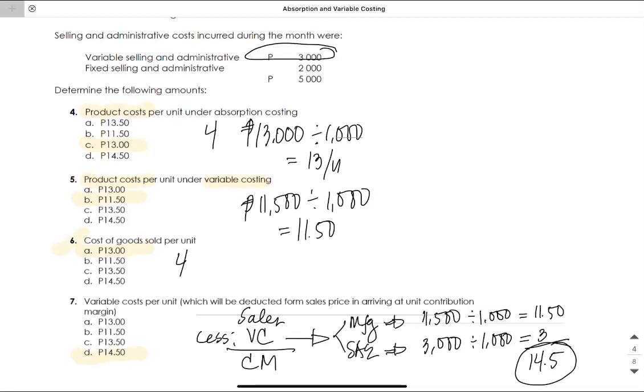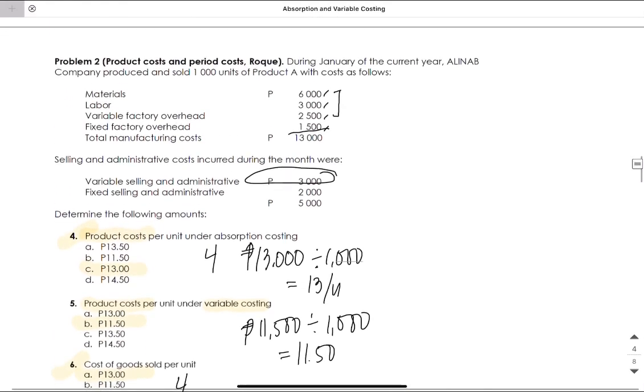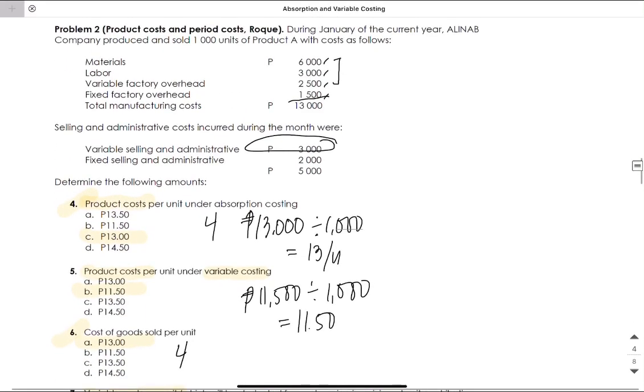As you can see, it's not the same as this one. Cost of goods sold per unit and product cost under absorption costing will be the same. But the variable cost per unit and the product cost under variable costing will not be equal. In number 7, we still need the variable selling and admin expense. So that's it for question number 2, reiteration only of some concepts.